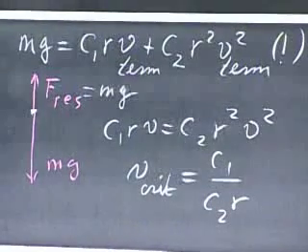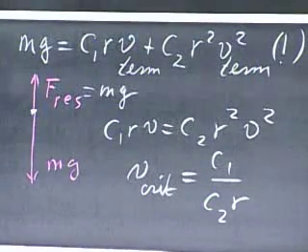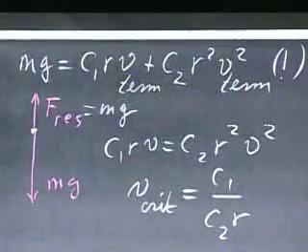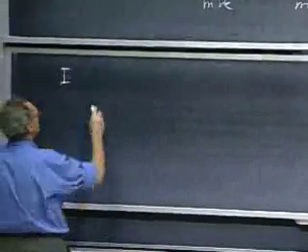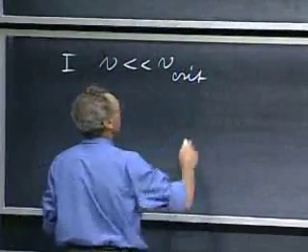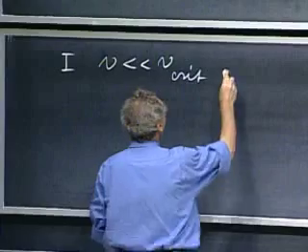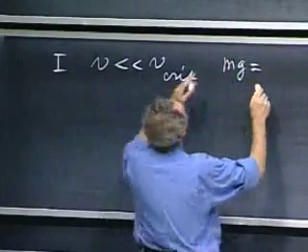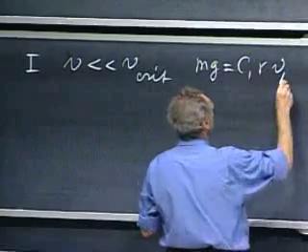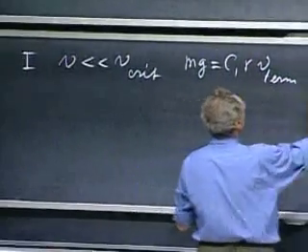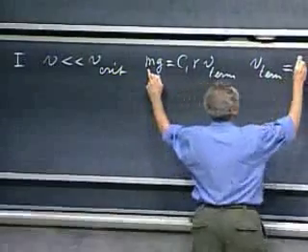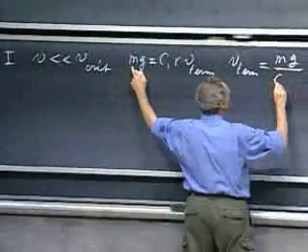Now we're going to make a clear distinction between the domains, the regimes 1 and 2. Regime 1 is when the speed is much, much less than the critical velocity. So we then have that mg equals c1 r v terminal, and therefore the terminal velocity equals mg divided by c1r.